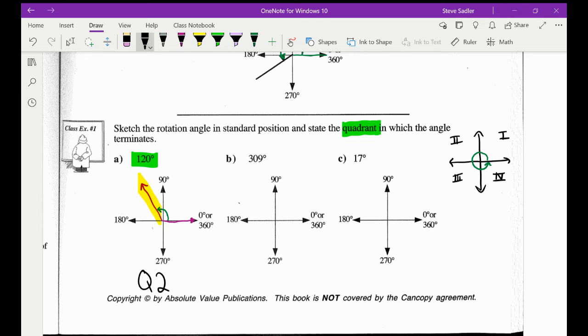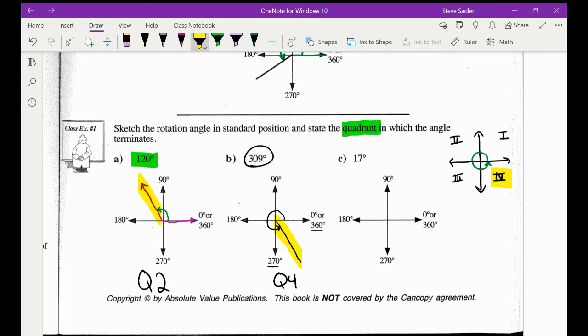If you want, pause the video, try the next 2, and then I'll go over them. But if you want to just keep listening and watching, do that as well. The next one is 309. It's going to be more than 270 and less than 360, so we're going to go all the way around. It's probably closer to 270 by a little bit, so maybe I'll stop there. Then we'll put a little arrow. And this is in quadrant 4, right? Because the terminal arm is right here, and this is the 4th quadrant if you look over there.